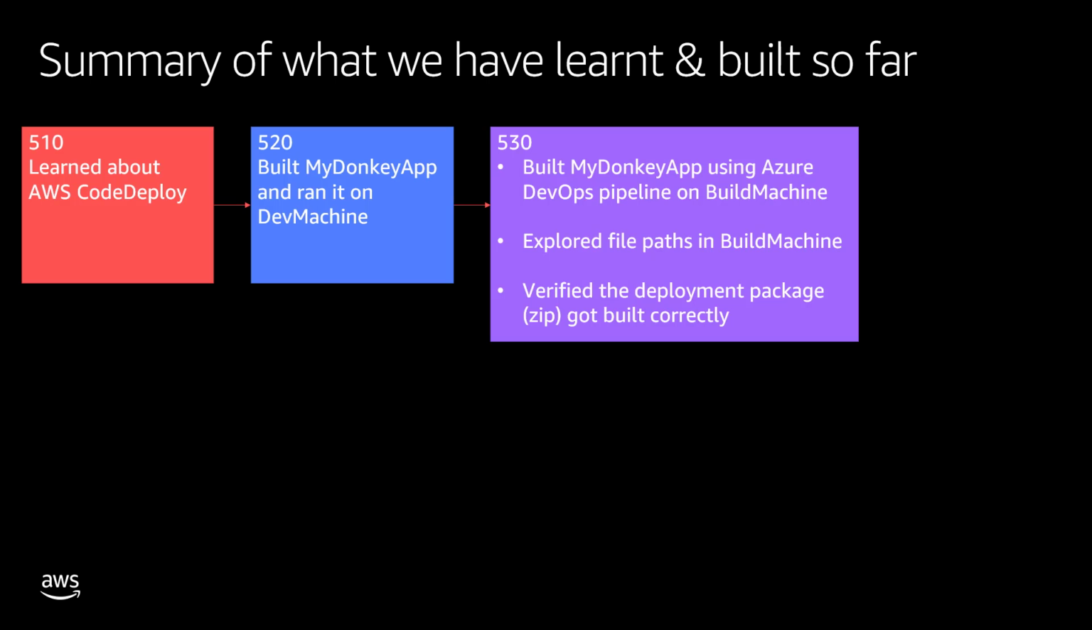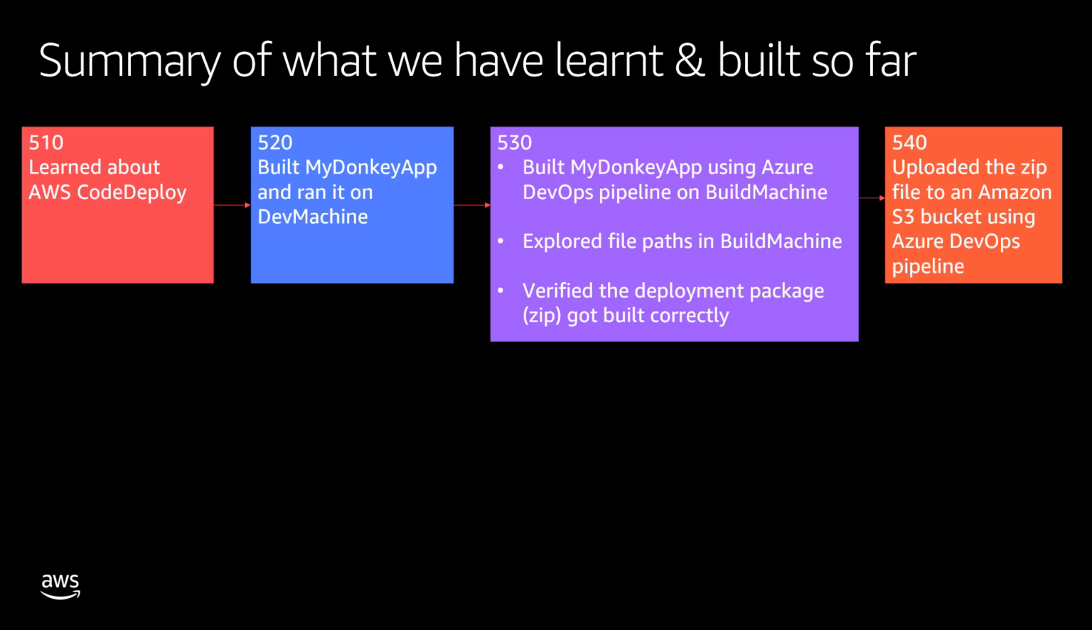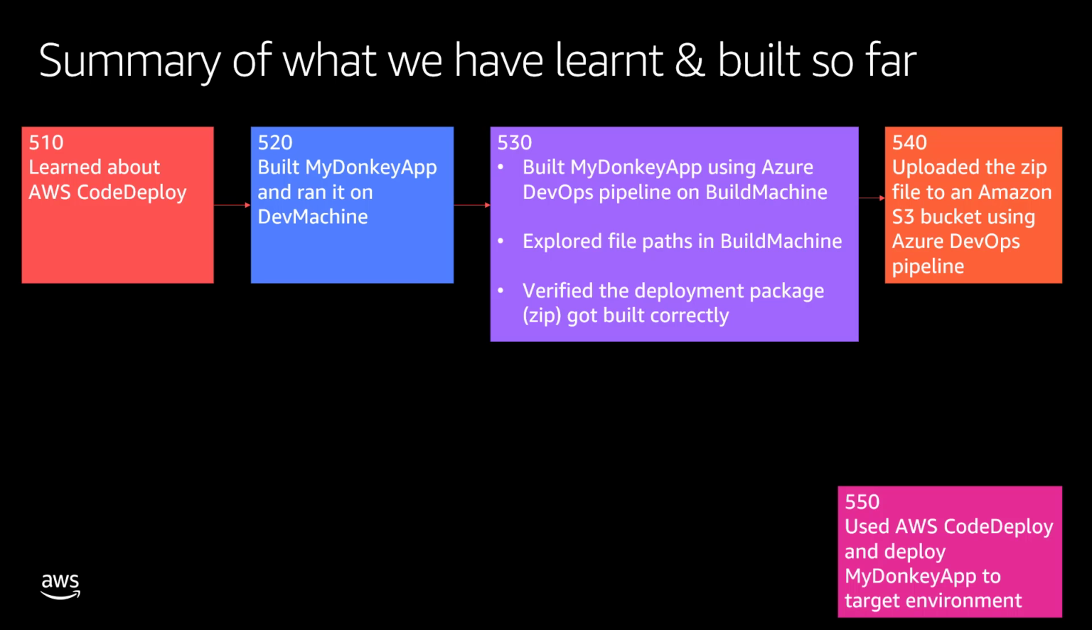We explored the file paths in the build machine and also explored the build zip file or the deployment package and made sure that the AppSpec file is in the correct location and the files are in the right order. We finally uploaded this deployment package to an S3 bucket with the help of Azure DevOps pipeline. So this is the first phase of this pipeline building effort.